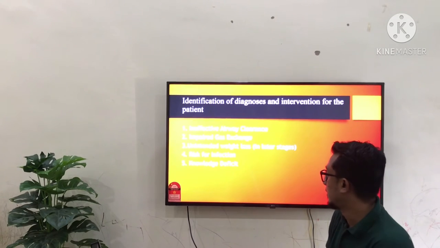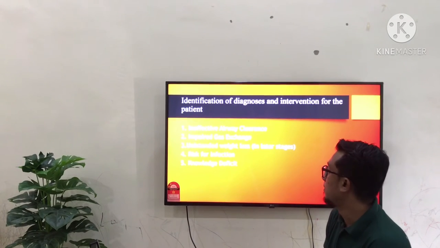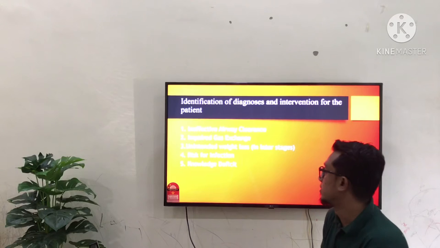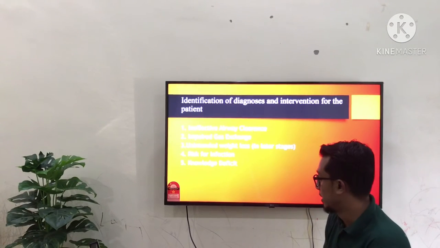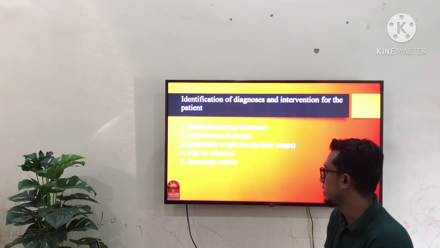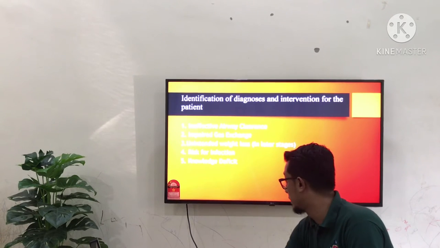Kita ada ineffective airway clearance. Number 2, impaired gas exchange. Number 3, unintended weight loss in later stage. Number 4, risk for infection. Number 5, knowledge deficit.